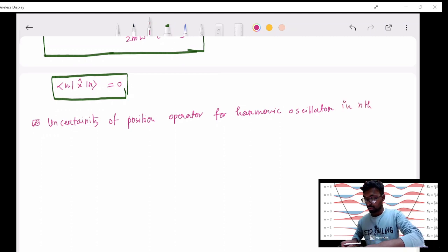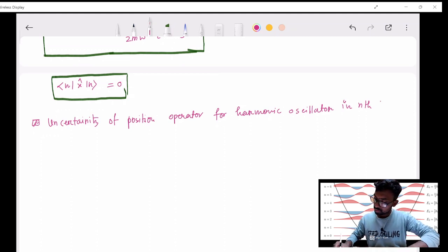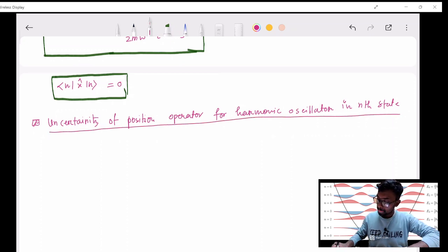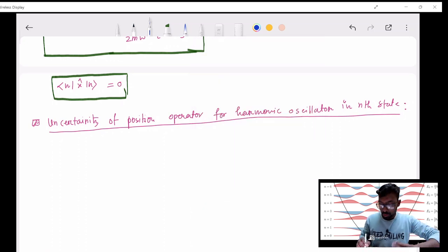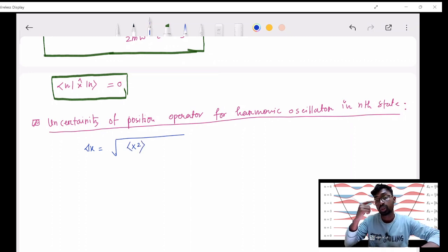Nth state. Okay, nth state. For nth state, we calculate this. The uncertainty of position operator, delta x, right? And delta x is equal to, we already know, the square root of the expectation value of x squared minus the square of the expectation value of x. This is the uncertainty.